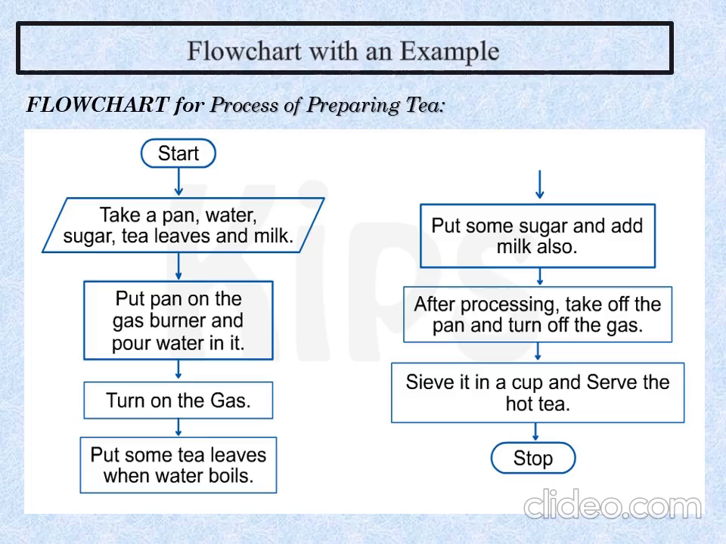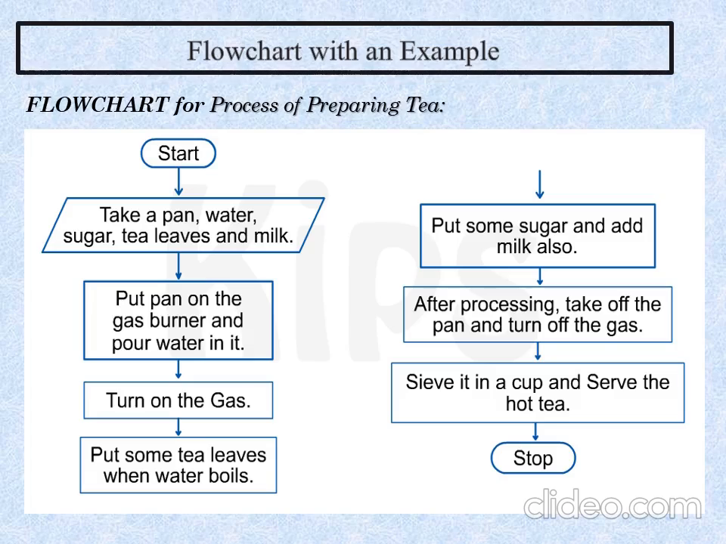So after that, what we need to do? We need to add the tea leaves when it is boiling. That is also under the process stage. That also, which box do we need to put? Yes, processing box. The second one, put some sugar and add milk also. So we need to put sugar and milk. What is this stage? This is also processing. So in which box will it be suitable? Again in the processing. Okay.